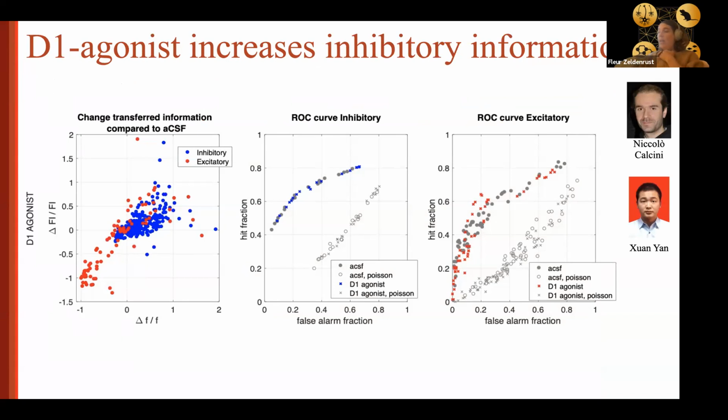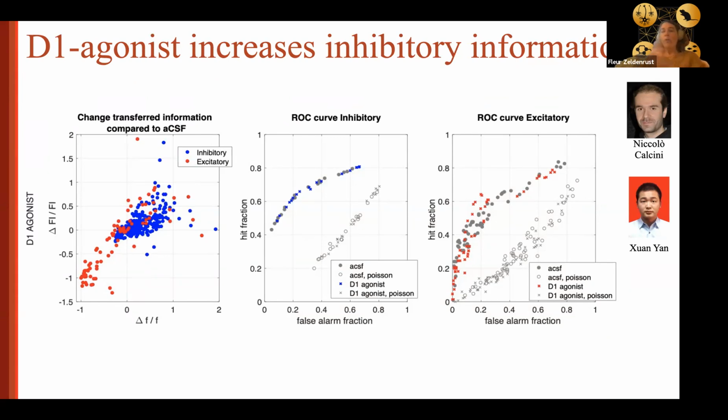Now, we did a lot of experiments with dopamine. If we add a dopamine receptor agonist, then you see that the inhibitory neurons, as you can see here, increase both their firing rates and their information transfer. So in the leftmost figure, on the bottom you see the increase in firing rates, and on the vertical axis you see the increase in information transfer.